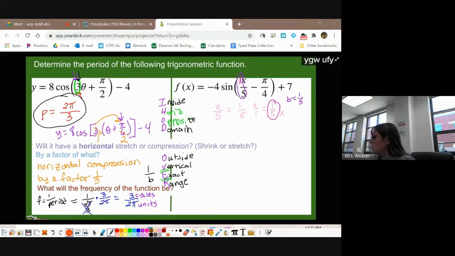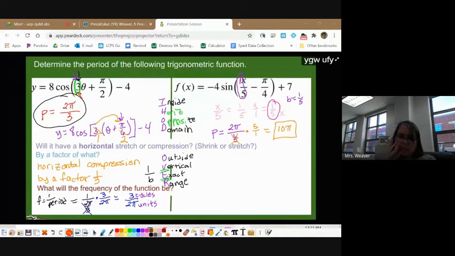So they want us to find our period. Our period is going to be the period of the parent function, which for sine and cosine is 2 pi, divided by our B value, divided by 1/5. How do we divide by a fraction? We multiply by its reciprocal. So I'm going to multiply by 5 over 1. I mark that out to show we've taken care of it. Then it's numerator times numerator and denominator times denominator. 2 pi times 5 is 10 pi divided by 1. If my denominator is 1, I don't have to write it. So my period this time is 10 pi.